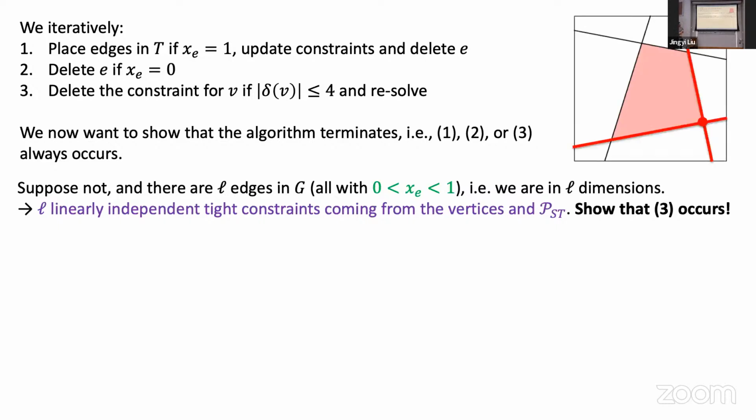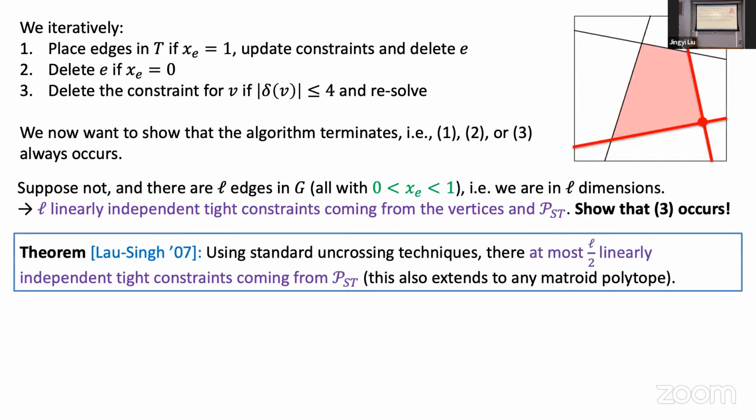So we're in this setting, case 2. And now there's a theorem of Lau and Singh which uses uncrossing techniques. I'm not going to show it here, but it's really quite nice and not too hard. They show that if you're in L dimensions and you have constraints coming from a matroid polytope, or in this case, the spanning tree polytope, at most L over 2 linearly independent tight constraints can come from that polytope. So I have some constraints corresponding to the spanning tree and some constraints corresponding to the vertices, and at most half of them come from the spanning tree. That's what this says.